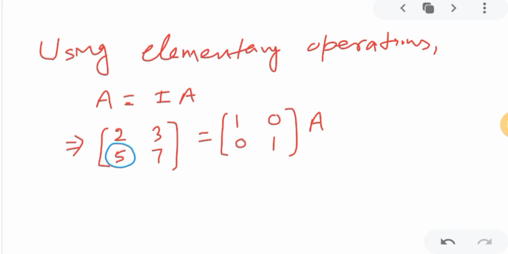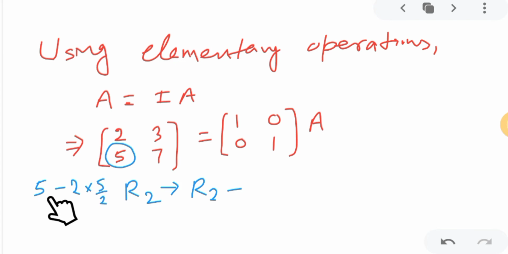For that, which operation should I perform? I will perform R2 because this 5 is in row 2. R2 minus the corresponding element, which is 2. So I need 5 minus 5. How can I make this 2 as 5? I have to multiply by 5 upon 2. So R2 goes to R2 minus 5 upon 2 into R1. This I will do.